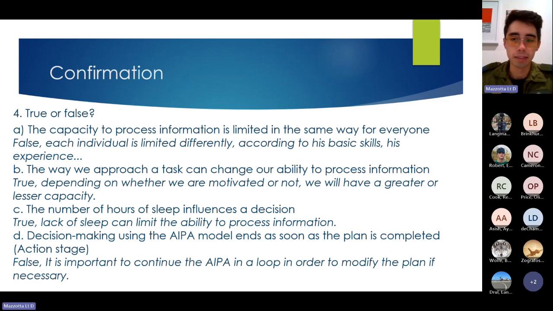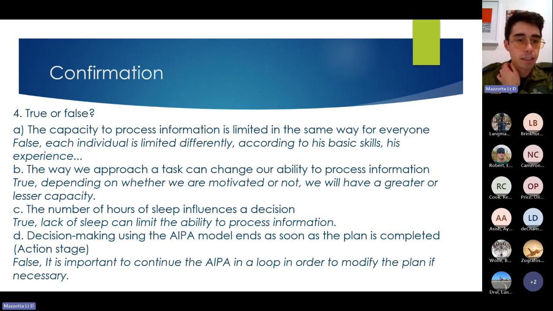The answer is going to be true, right? It really depends on how we're able to process the information, whether we're motivated or not to do so. The number of hours of sleep can influence a decision. True or false? Yeah, definitely true. Lack of sleep limits your ability to process information. That's not even just for flying, that's for everyday life. Especially in school, if you're not sleeping well, if you're tired, you'll have a tougher time with the material that's being taught.